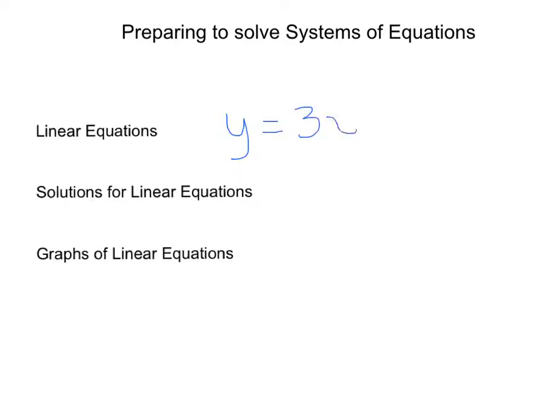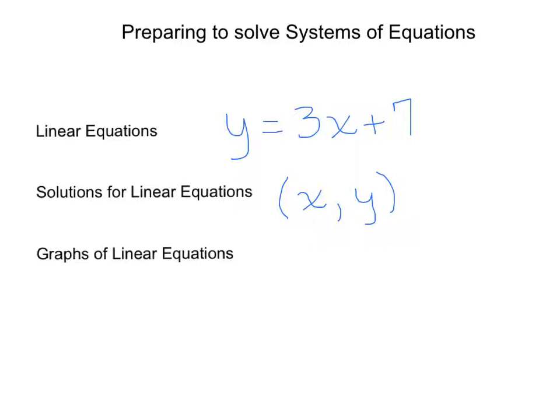Y equals 3x plus 7 is a linear equation because x is to the first power and y is to the first power. The solutions to a linear equation are the sets of coordinate pairs that look like this, values of x and y, related values, that make the equation true.